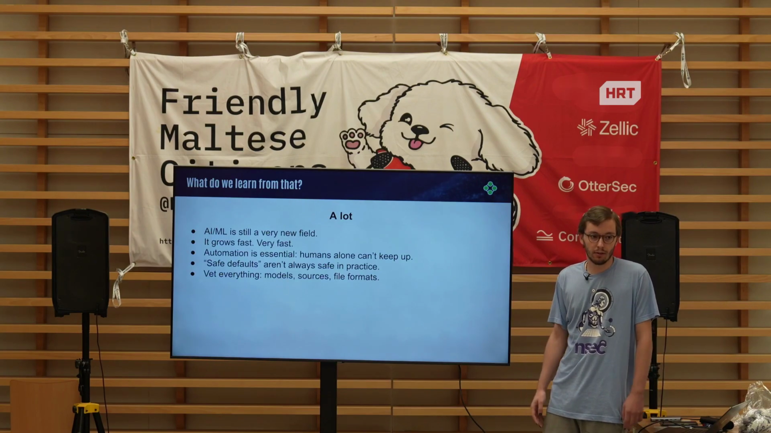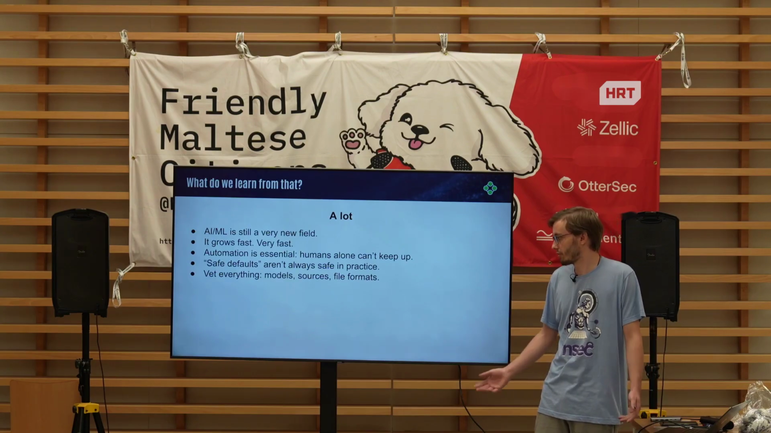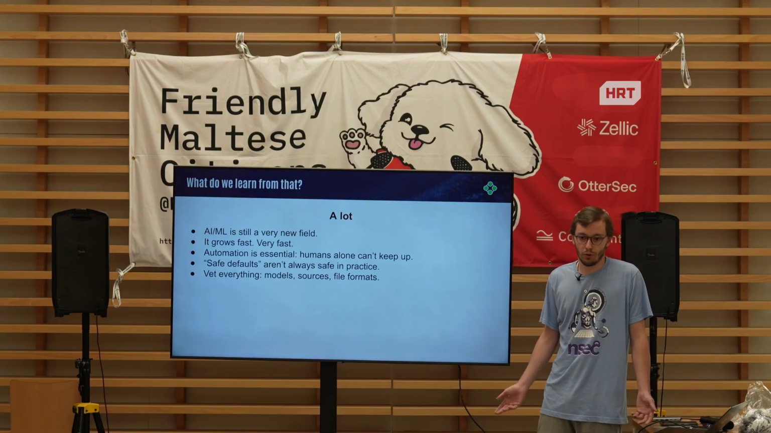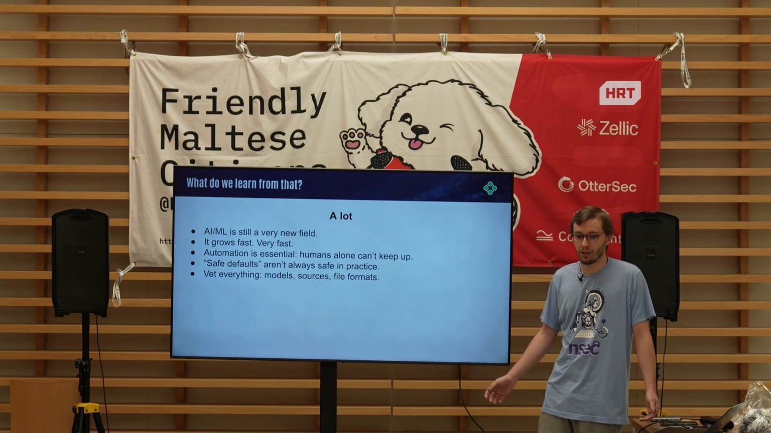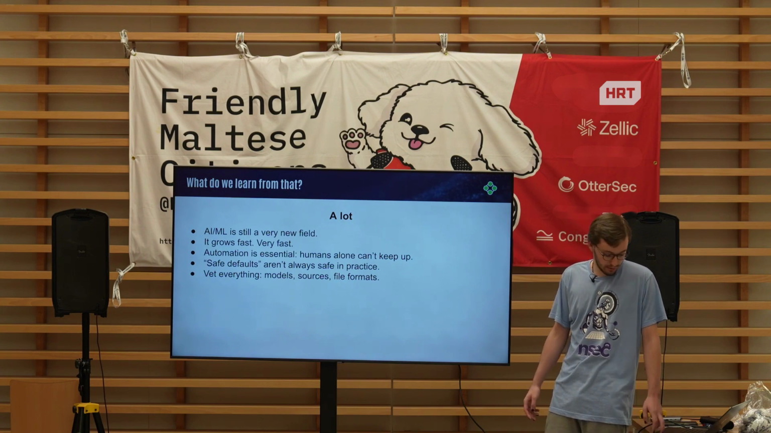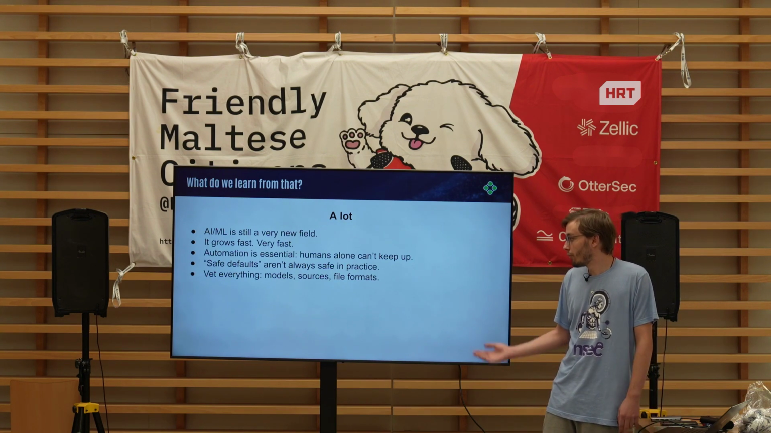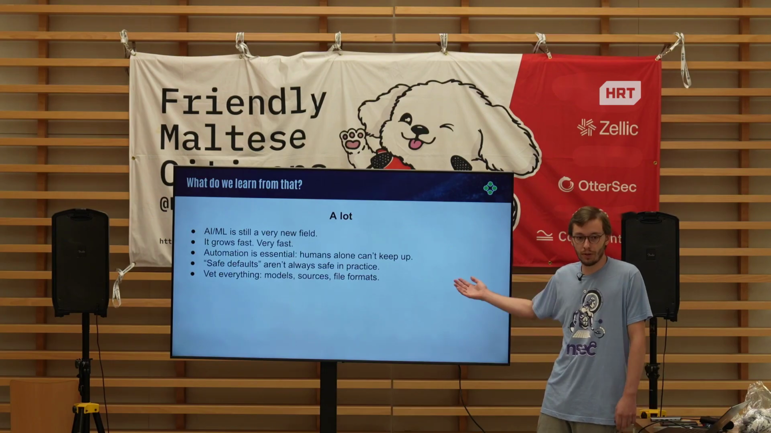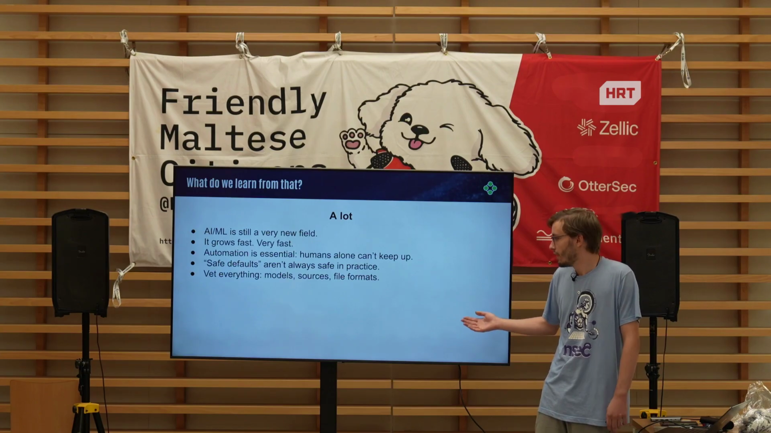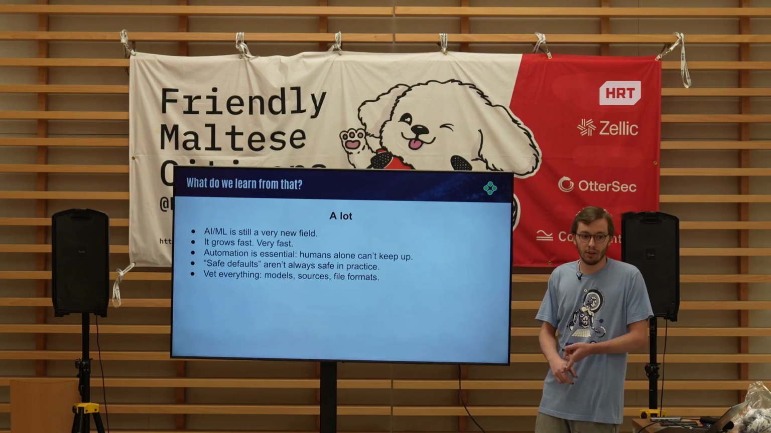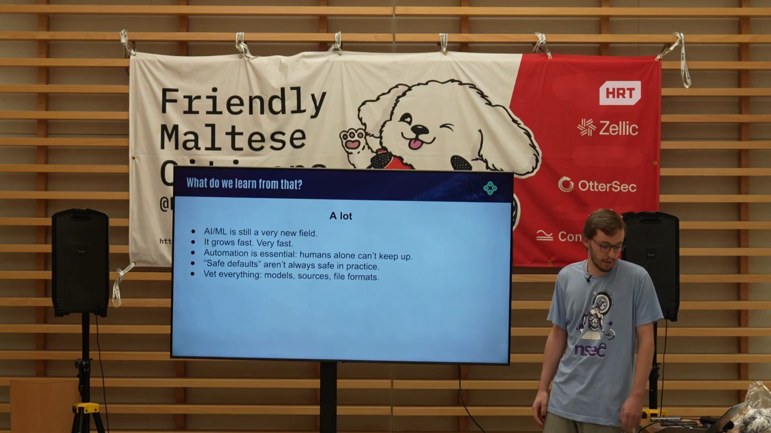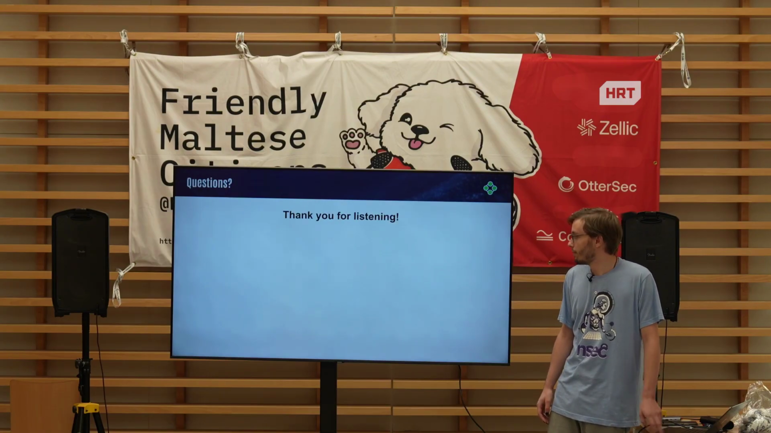Automation is essential. You cannot find bugs at such a scale with just humans, unless you have infinite money and infinite everything, basically. Safe defaults aren't always safe. I just proved it. Just because you set safe equal true doesn't mean I cannot pwn you. And so that's everything: your models, your source, your file formats, your frameworks, your everything. And yeah, that was it.